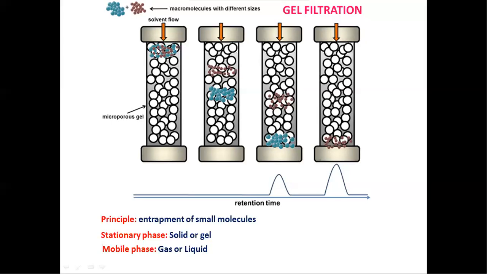These large size particles or molecules will go through the white spaces present between the beads or network structure, and reach the bottom first as the first eluent. So this is the principle we use in gel filtration: entrapment of small molecules. By entrapment of small molecules, we can achieve the separation process. This gel filtration is used in pharmaceutical industries for the purification of RNA, DNA, protein molecules, and some other macromolecules.